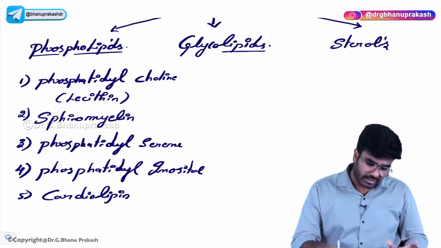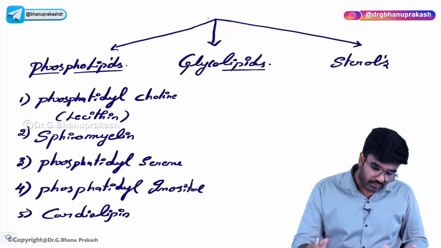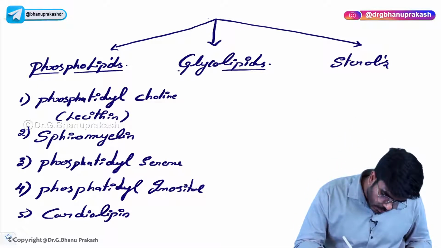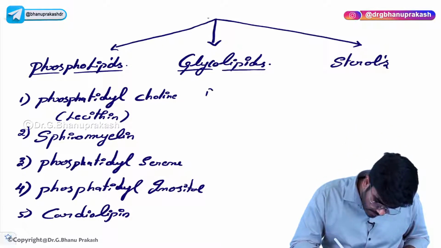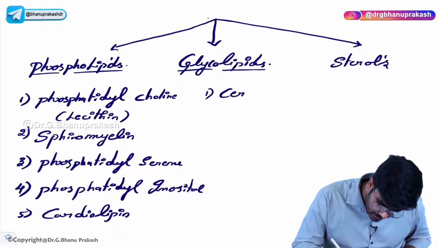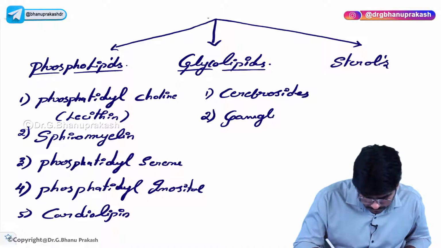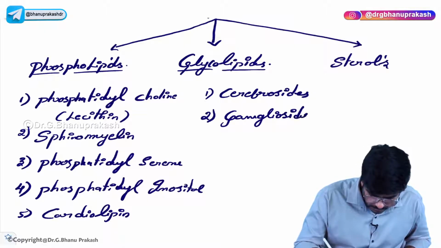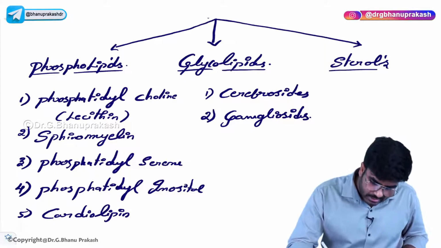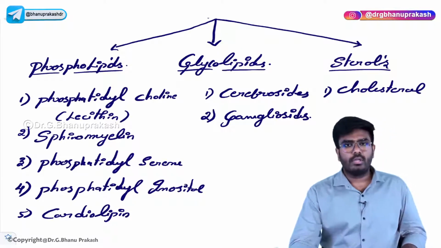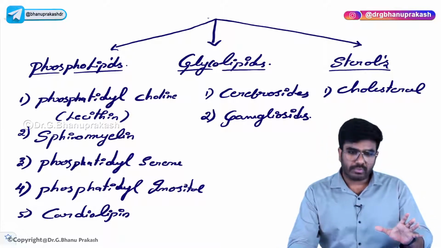Now here I am showing you the classification. Lipids are majorly classified into phospholipids, glycolipids and sterol. I have shown you different types of phospholipids. After that, now let's discuss about the two important types of glycolipids. The first important type of glycolipid is cerebrosides and gangliosides. Cerebrosides and gangliosides, and sterols include cholesterol. Cholesterol is the sterol. So this is a broad classification of different types of lipids.